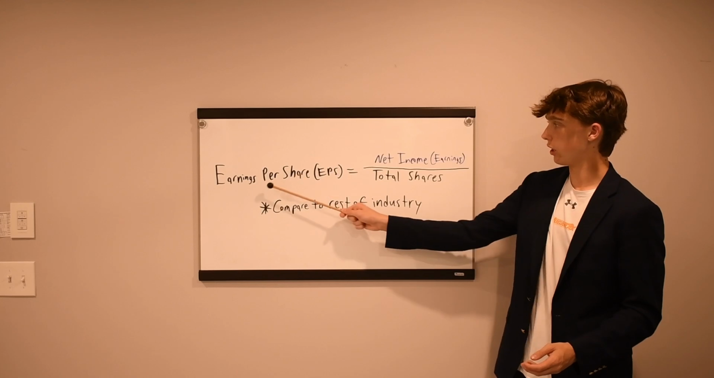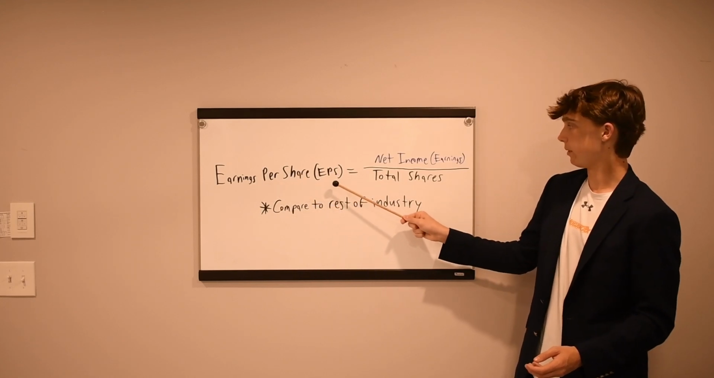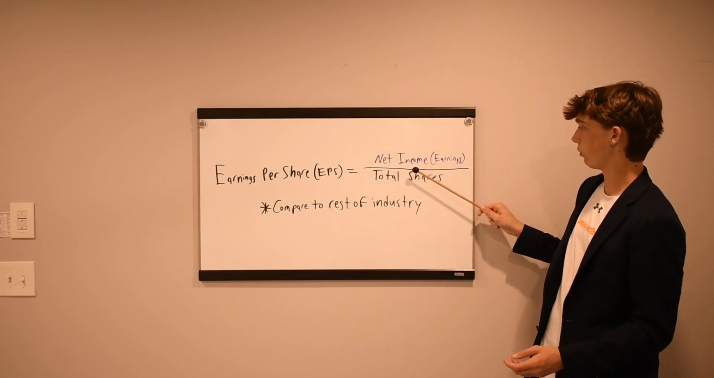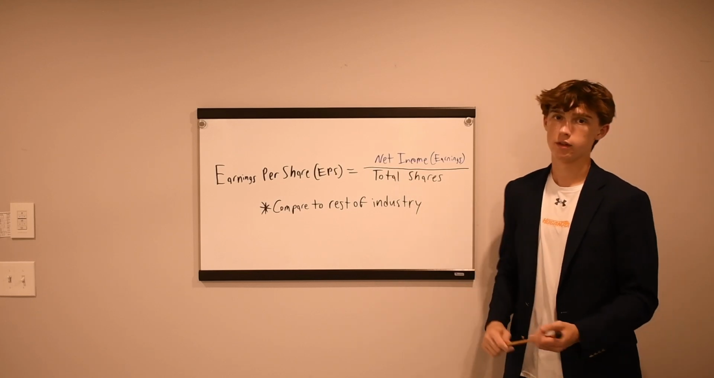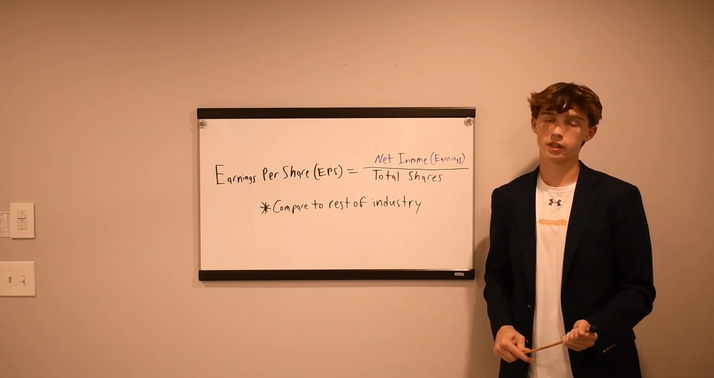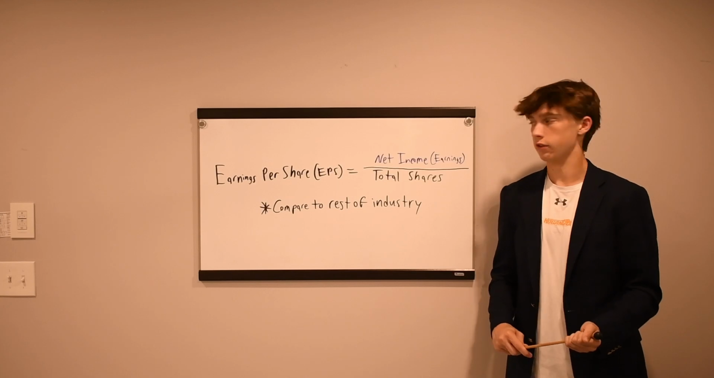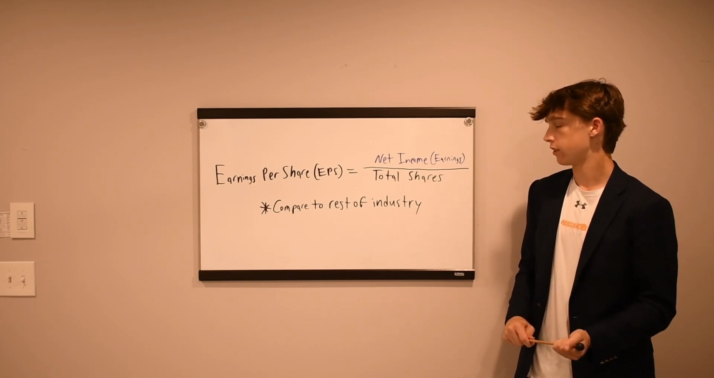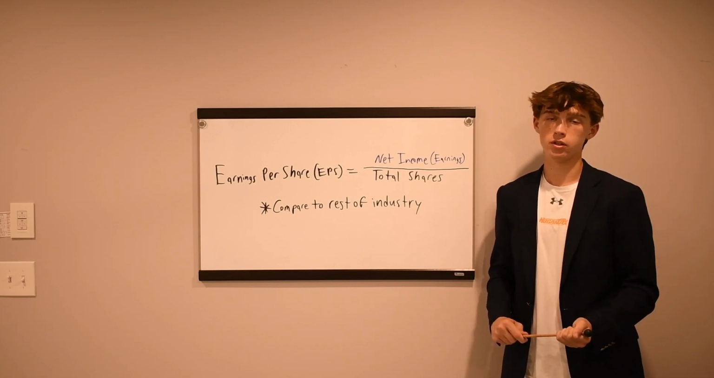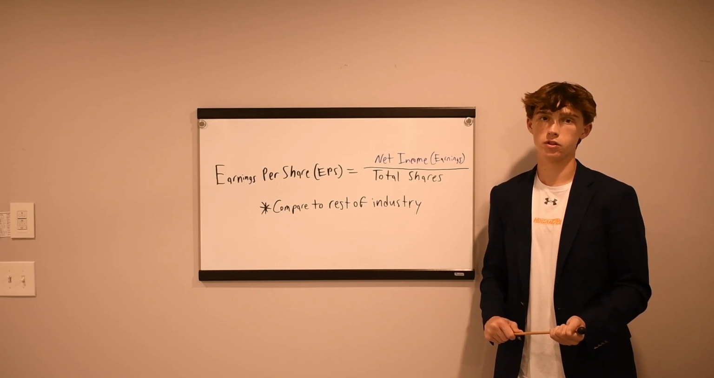The next important ratio is the earnings per share ratio, or EPS, and this is your net income, or your earnings, divided by the total shares. This allows us to determine the total earnings that a company makes for each share of stock. You want to compare this number to other companies in the same industry, as the number differs from industry to industry.